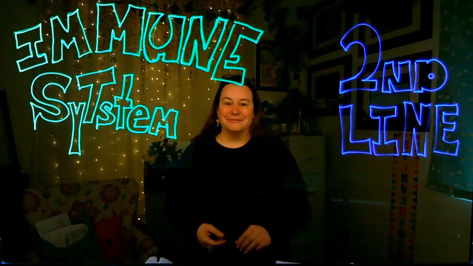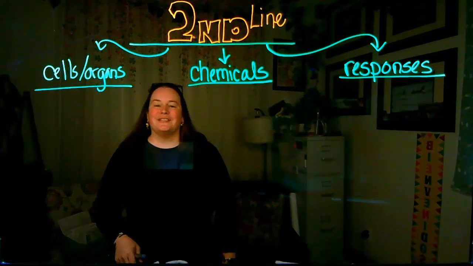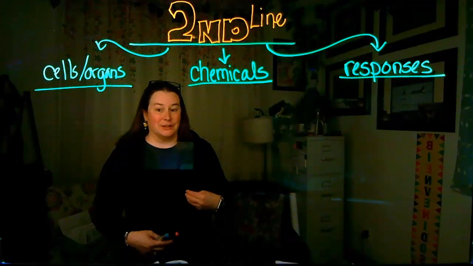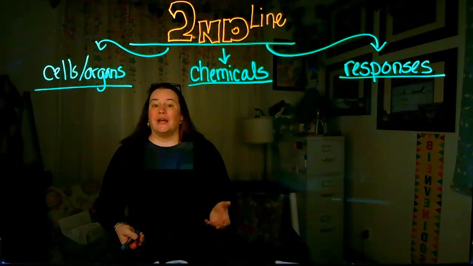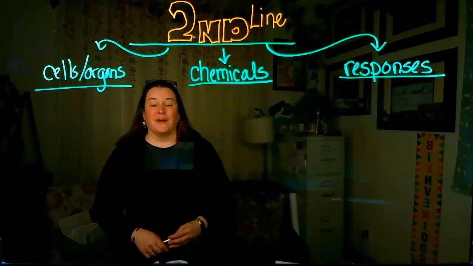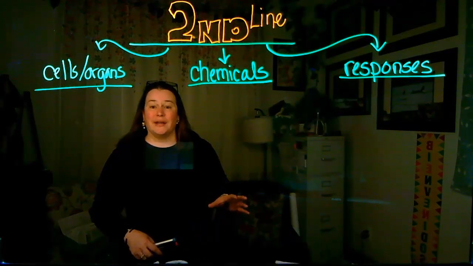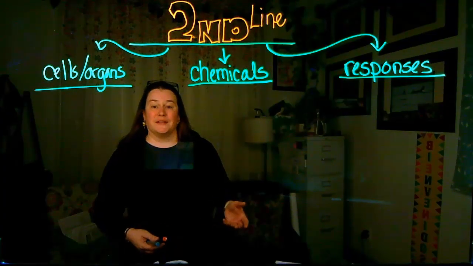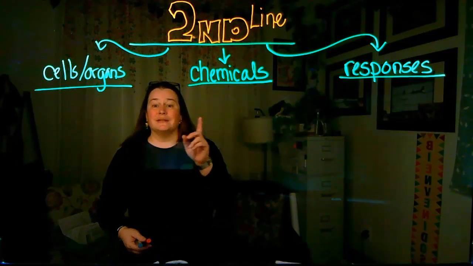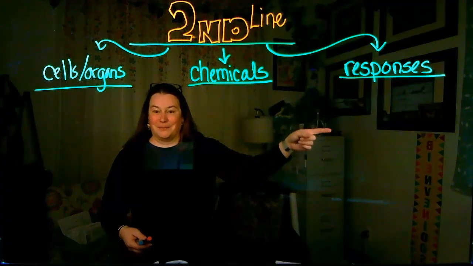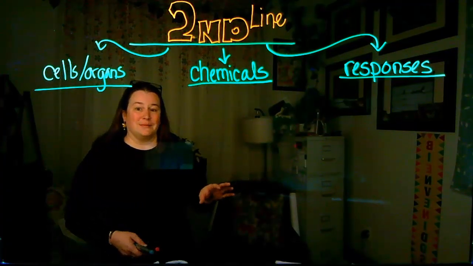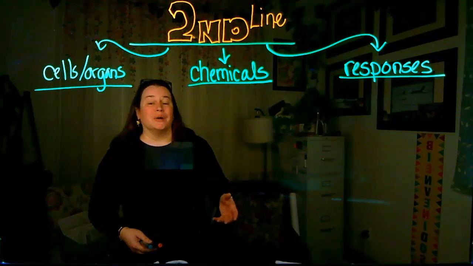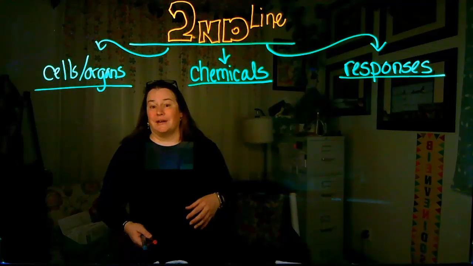Let's get started. If you checked out the video on the first line of defense, you are familiar with the fact that I like to look for patterns, and that when I have thought about the second line of defense, I have tried to divide the various components of these lines of defenses into cells and organs, chemicals, and responses. Now, this system, the second line of defense, has more processes and more components to it than what we see in the first line of defense.